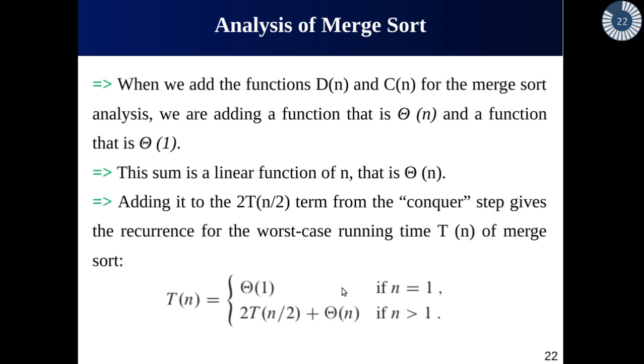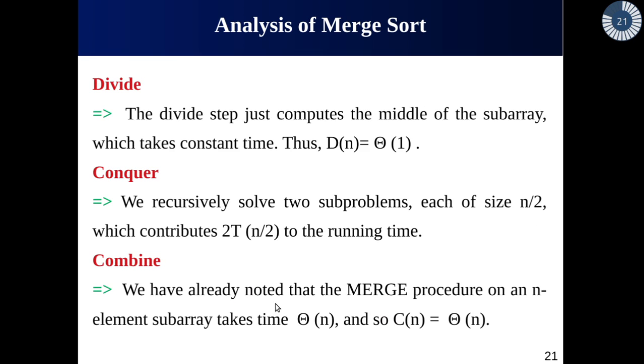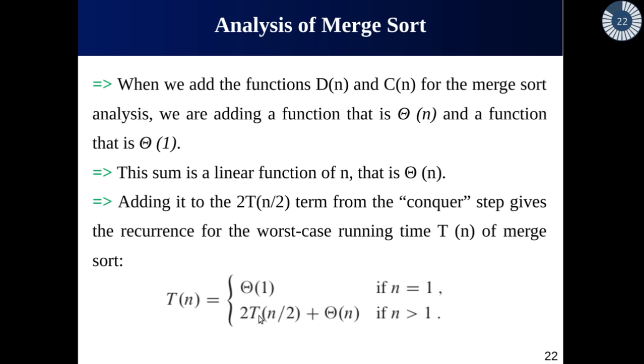So d of n and c of n is combined. We ignore the lower order term and we consider the high order term, that is theta n. However, this is the conquer step. And the conquer step, as we see here, is 2 times T of n by 2. So this is the conquer step, and we combine the divide and the combine step here in this equation.